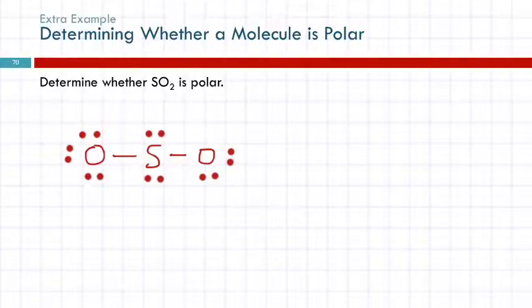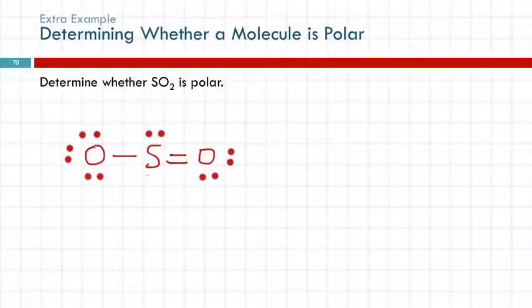So I need to make a double bond. I'll take an electron from the sulfur and put it in here. And now I've got octets. This is going to have resonance, but we don't need to think about that for answering this question. So there's the Lewis structure. Is it polar or nonpolar? Polar. It's polar, because there's a lone pair on the central atom.